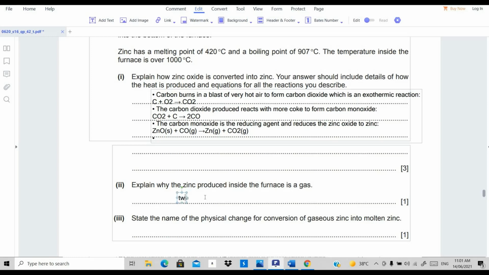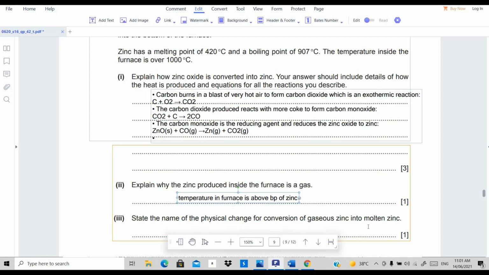So we can say the temperature in the furnace is above the boiling point of zinc. Correct? State the physical change for conversion of gaseous zinc into molten zinc.